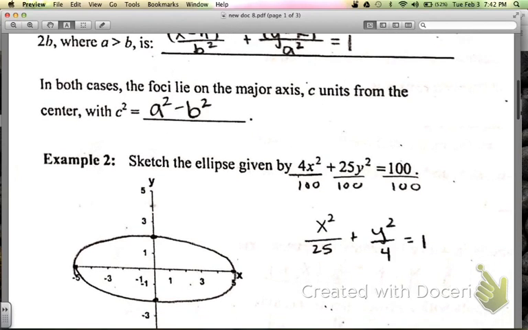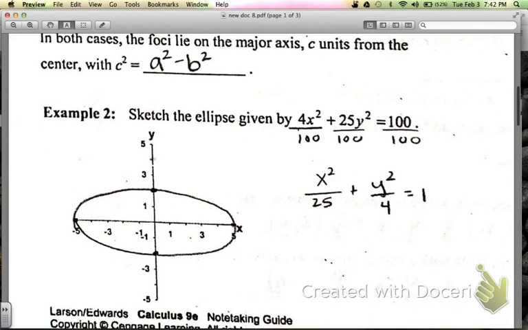So here's an example. It says sketch the ellipse given by 4x squared plus 25y squared equals 100. Well, we know that the standard form of the equation has a 1 on the right-hand side, so I have to divide everything by 100. So I get x squared over 25 plus y squared over 4 equals 1. So a squared is 25, so a is 5, so that's why I go out to 5 here, and I go out to 5 here on the x-axis. And b squared is equal to 4, so b is 2.